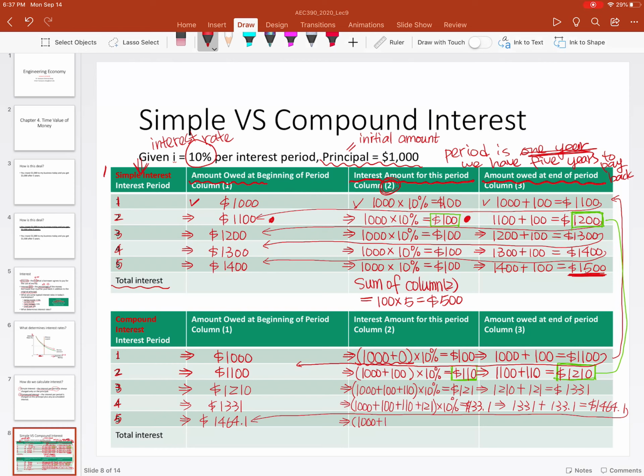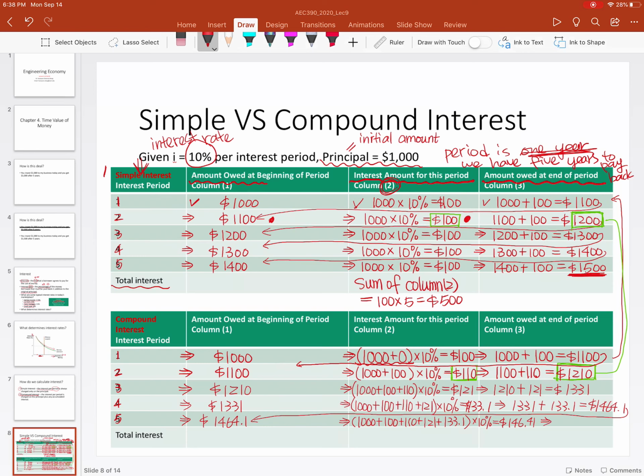So in the previous 4 years, you have 100 as the interest in the first year, 110 in the second year, 121 as the interest in the third year, and 133.1 as the interest in the fourth year. That's your new base for the calculation times the 10% interest rate. And the amount is 146.41.